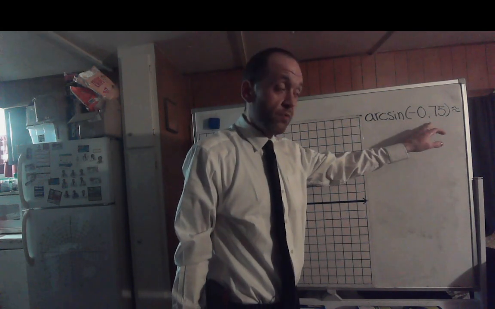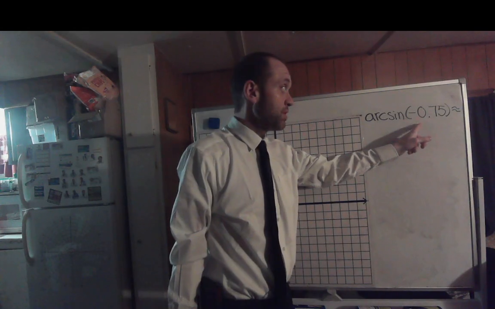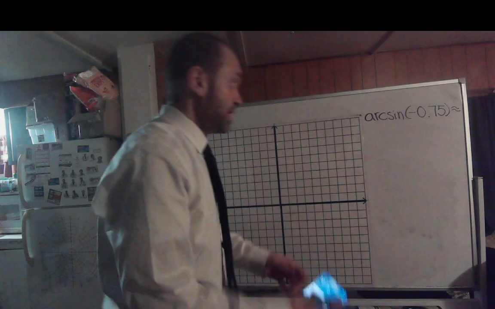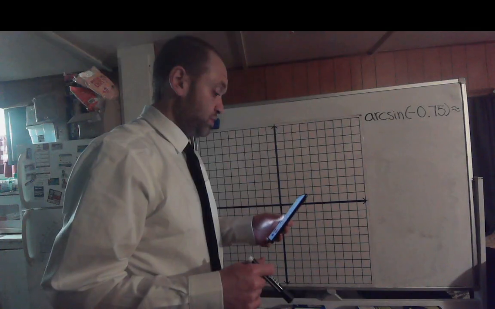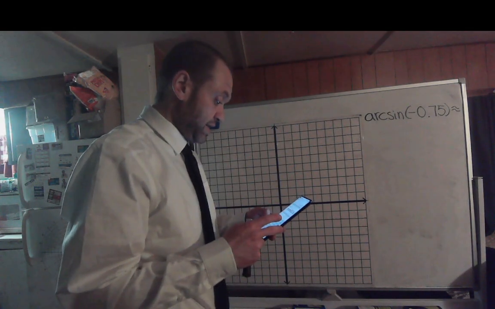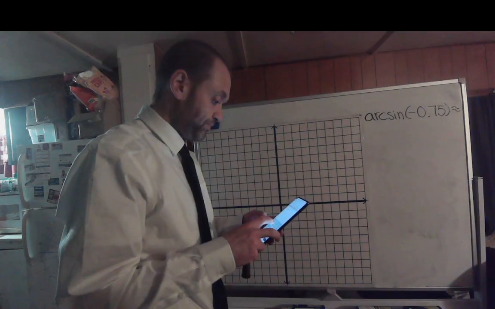Alright. The arc sine of negative 0.75. Well, can we evaluate this? What's the domain of the arc sine? That's -1 to +1, so we're well within the domain. Now let's take this value in both degrees and radians, to two decimal places.